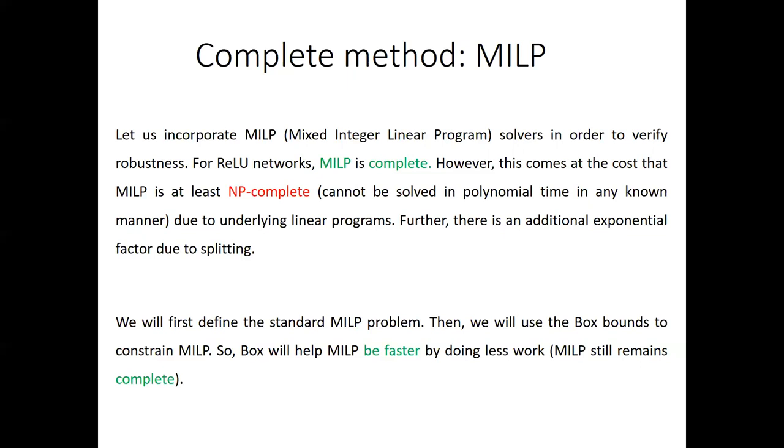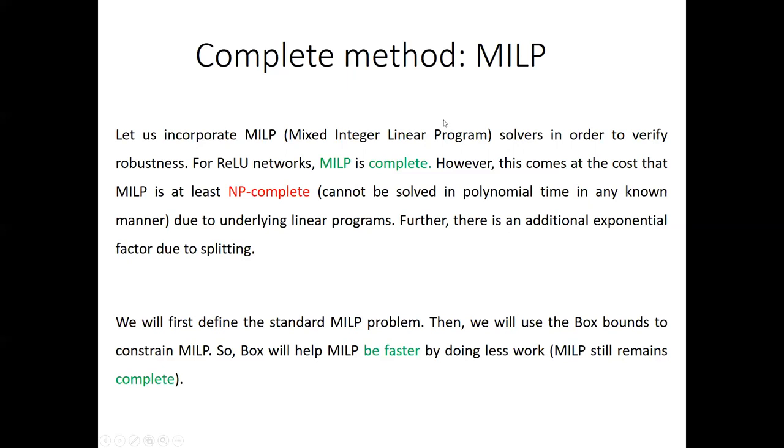This box domain, this box abstraction that we looked at last time, is going to help the MILP solver do less work, and so it's going to be faster in proving the property, or in finding a violation if the property does not hold. MILP solvers are also sound. Of course, we're going to show the combination with the box abstraction, but other combinations are also possible with more expressive abstractions, which we'll see in later lectures.